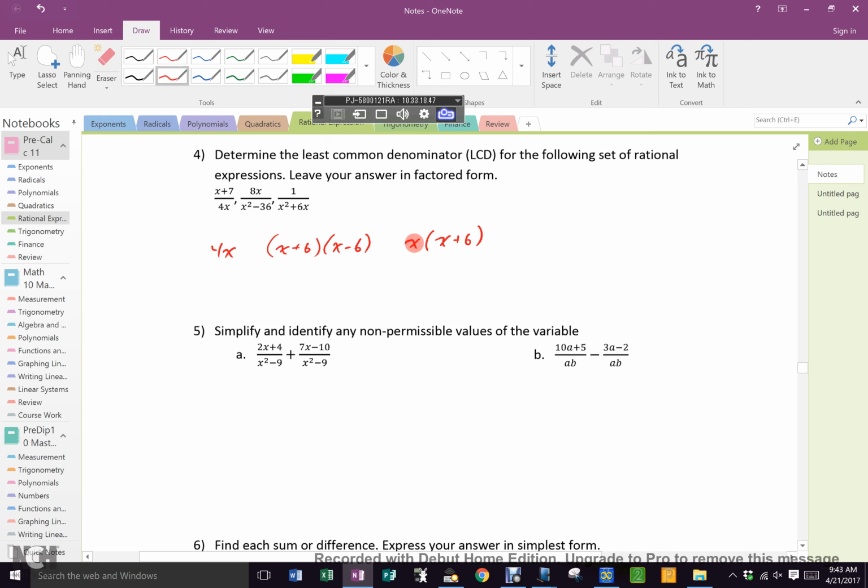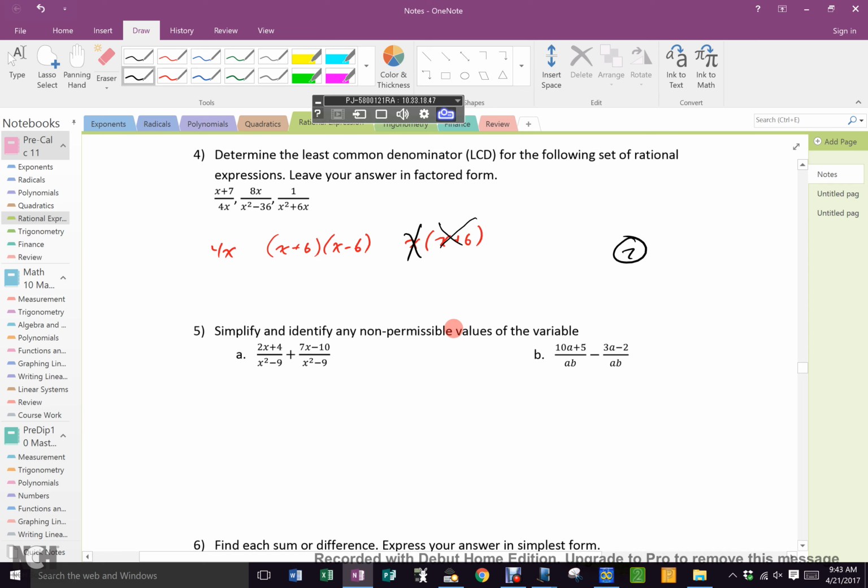So, do I need this x? No, because I got an x right there. Do I need this x plus 6? No, because I got an x plus 6 there, right? But I need everything else. And that's factored form. Okay? Everybody cool? All right.